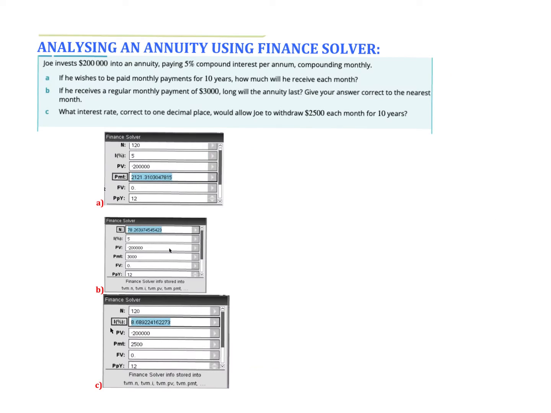Okay, so with this one, Joe invests $200,000 in an annuity. So here's where you start going, all right, that's a negative PV, paying 5% compound interest per annum. So that was definitely my I in my finance solver. And compounding monthly, so I know PPY equals 12. He wishes to be paid monthly payments for 10 years. How much will he receive each month? So they're asked for the payment.